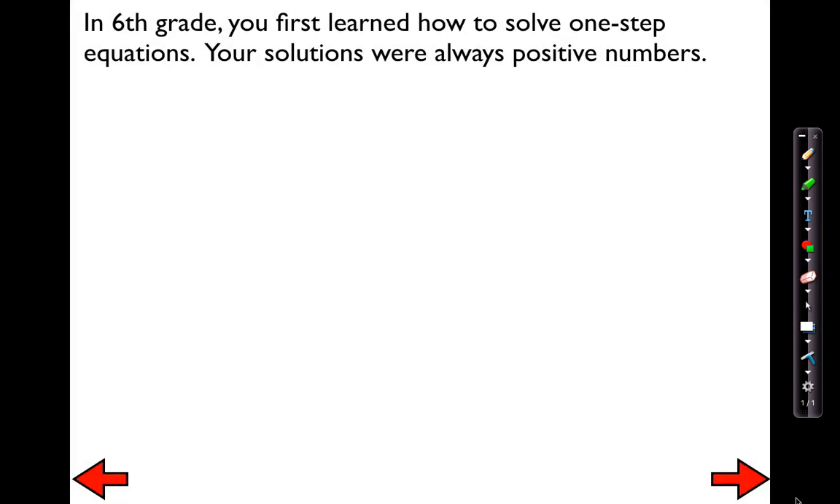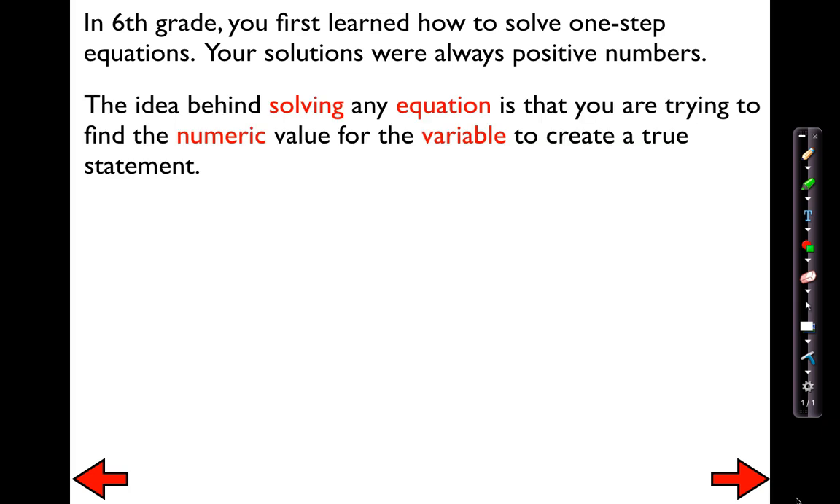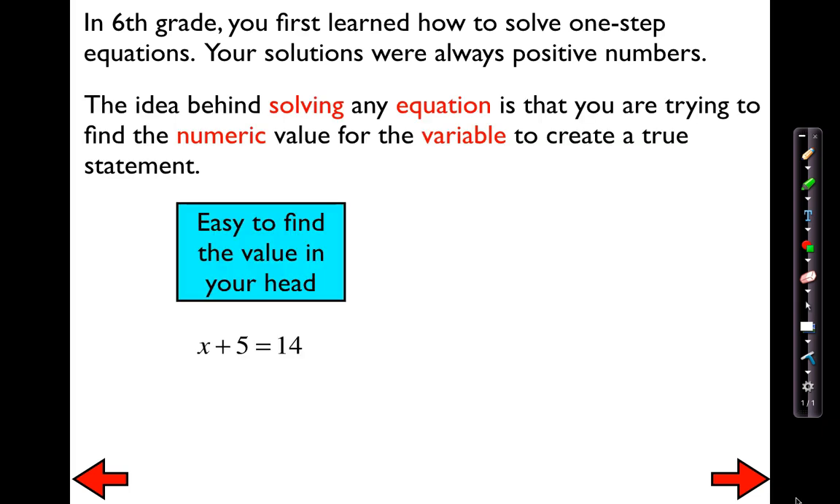So in 6th grade, you first learned how to solve one-step equations, and your solutions were always positive. In fact, sometimes they were the type of problems you can do in your head, like x plus 5 is 14, 6w equals 42, w over 4 equals 11, okay?